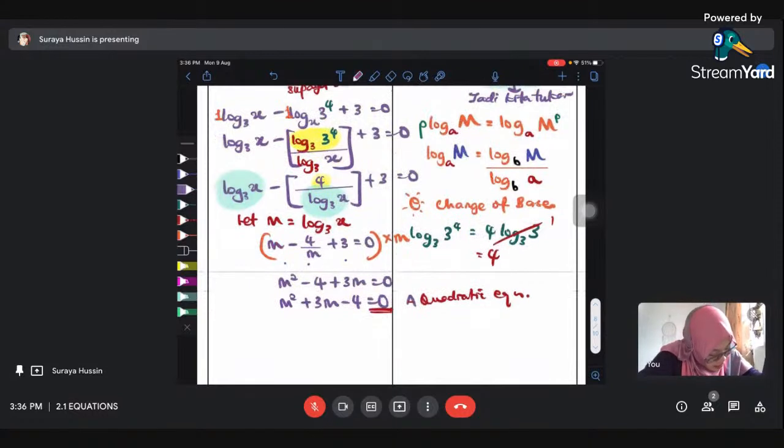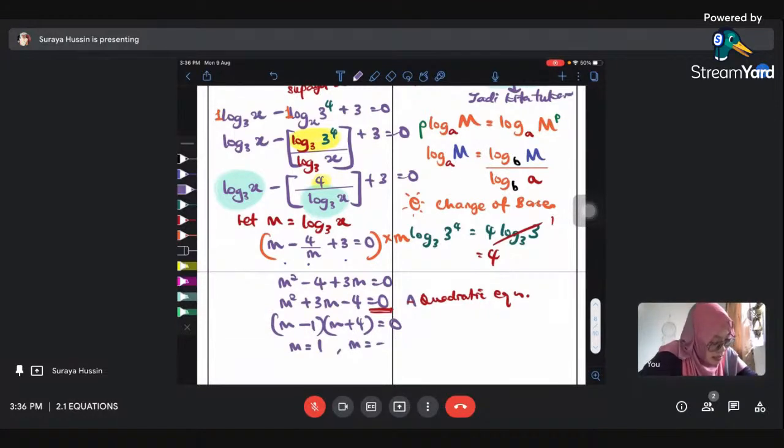And therefore kita factorize it. 1 times 4 is 4. And so here is 4 minus 1 is positive 3. Therefore, your M is positive 1 and M is negative 4.